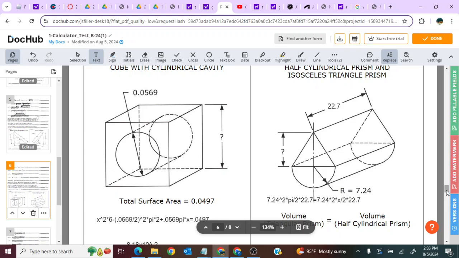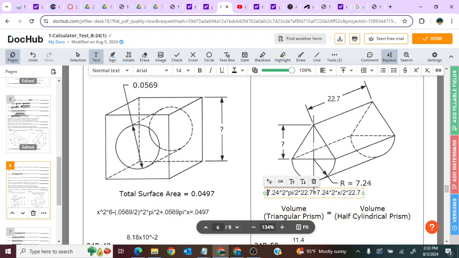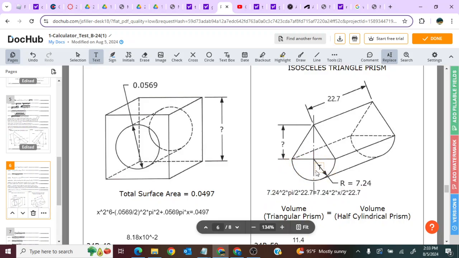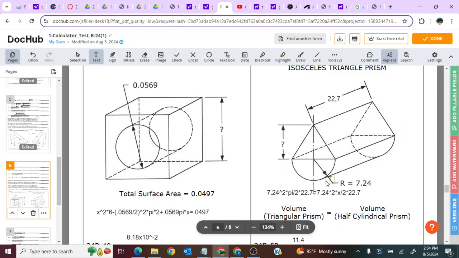50, half cylindrical prism and isosceles triangle prism, and you're given that the volumes are equal, so you just gotta calculate the volumes for both of them. So 7.24 squared times pi over 2 is going to get you the area of the semicircle. You know, r squared times pi and divide by 2 because it's a semicircle. Then you multiply by this length to get the volume.